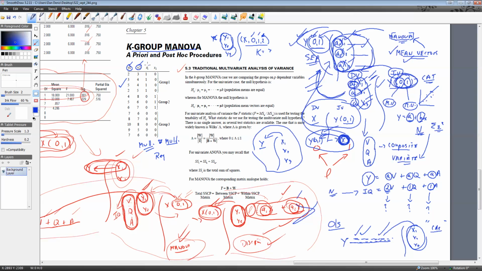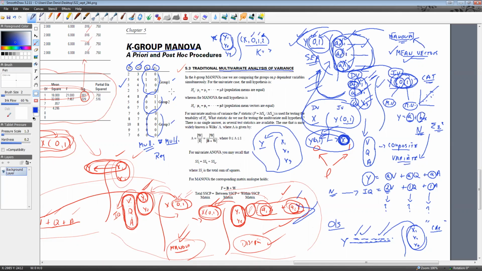We have two predictors, X1 and X2, and this corresponds to a grouping structure. In here we have dummy coding. We've coded it as two predictors, but we actually have a three group structure here. Group 1 is represented by this, group 2 by this, and group 3 by this. So let's take a look at how we would analyze this through the multivariate analysis of variance.